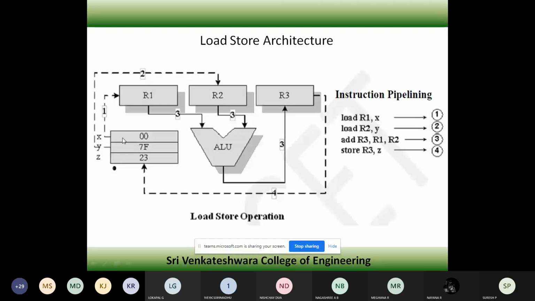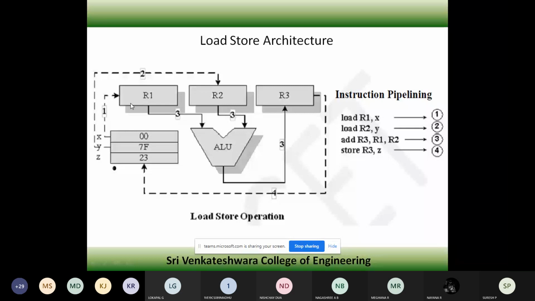If you take this particular memory location, X, the data which is there is 0, 0. First, that data has to be loaded to the register R1. You can see it here at the registers. XYZ is the memory location. Now, the data from memory location X is moved to the register R1.